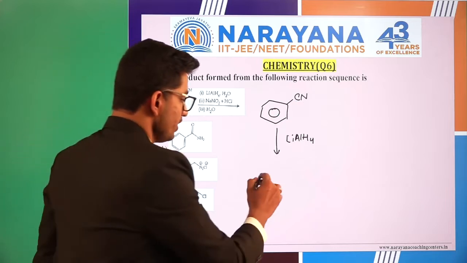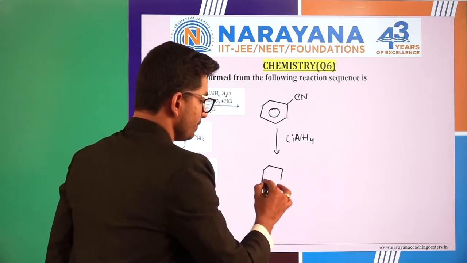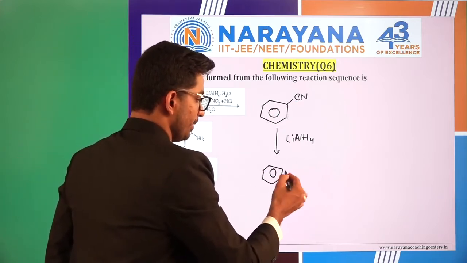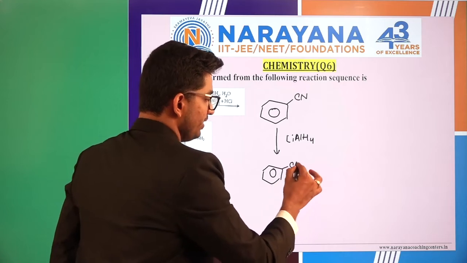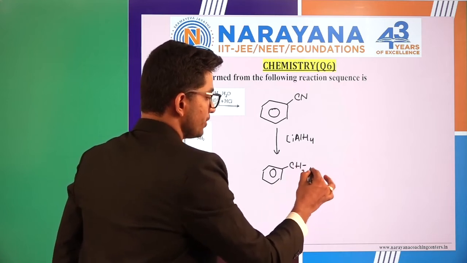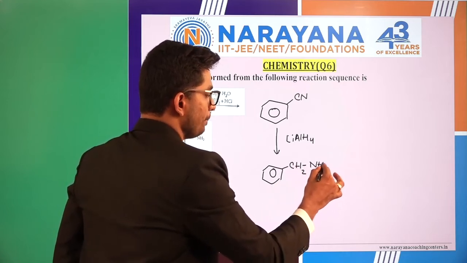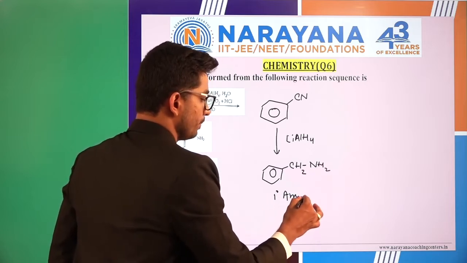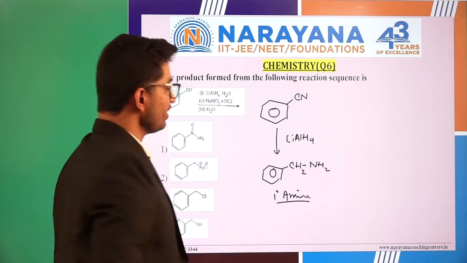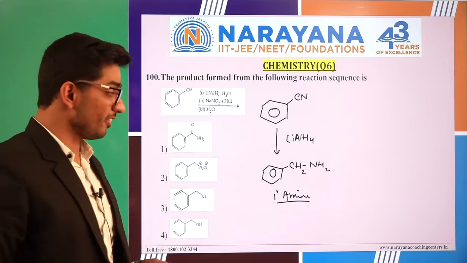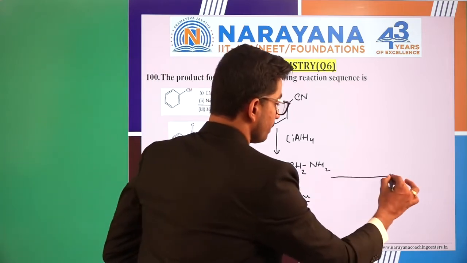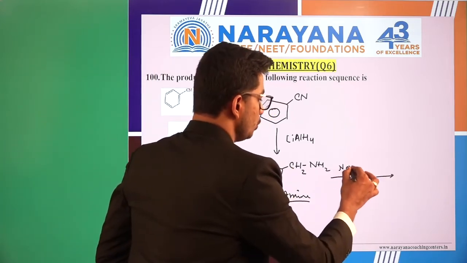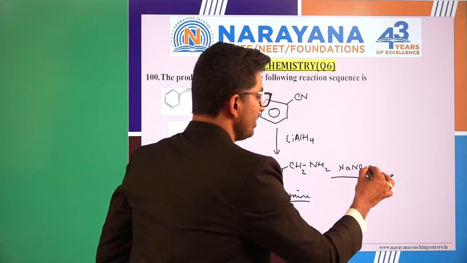So the reduction process will bring this: the benzene will be as it is, and here you will have CH2 and NH2. So this is basically a primary amine, that is a 1 degree amine. So this is a 1 degree amine. The next reagent here is NaNO2 with HCl.